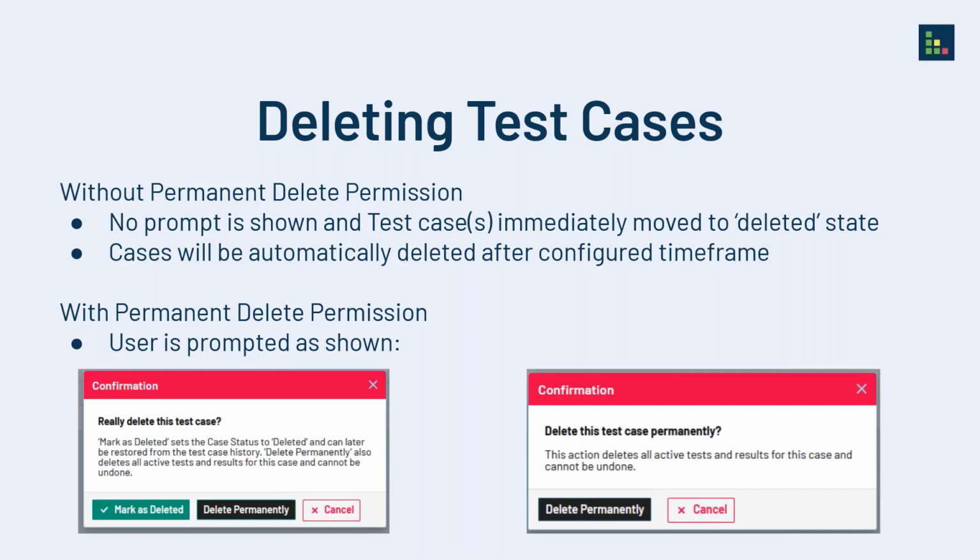If you have permanent delete permission, you will be prompted as to which step you would like to take here. So do you want to mark the test case as deleted or delete it permanently? And if you choose to delete permanently, you will be prompted a second time to confirm. Because once again, deleting a test case permanently is immediate and cannot be undone without some sort of data restore, which could contribute to other data loss, such as test results.